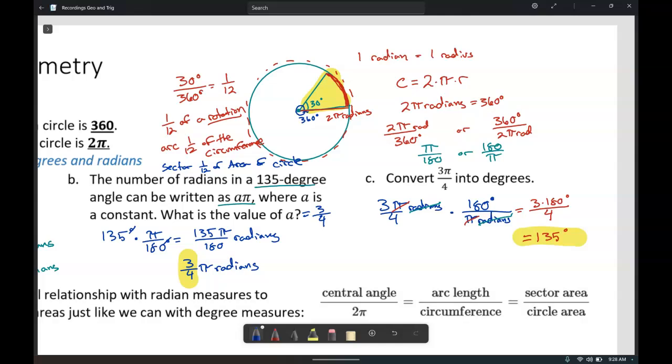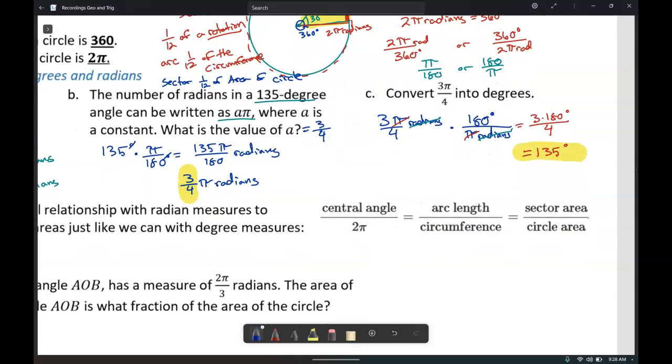So the ratio of the angle to the rotation is equivalent to the ratio of the arc length to the circumference, which is also equal to the sector's area to the circle's area. And that's what this proportion relationship down here is emphasizing. So again, we can use that proportionality in order to evaluate and answer various questions.